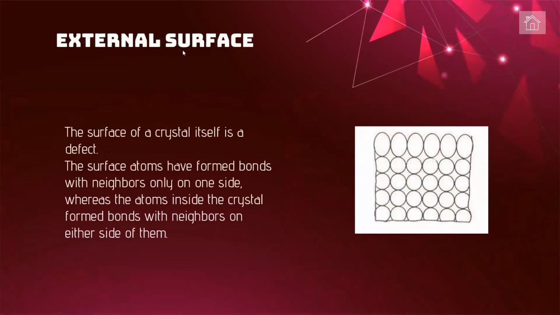And now we have the external surface. The surface of a crystal itself is a defect. The surface atoms form bonds with neighbors only on one side, whereas the atoms inside the crystal form bonds with neighbors on either side of them. Yes, this is the external surface.